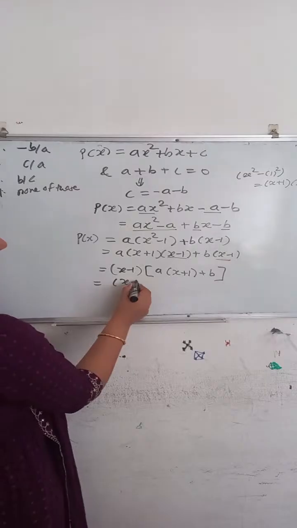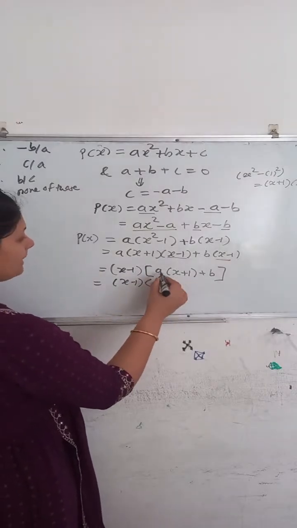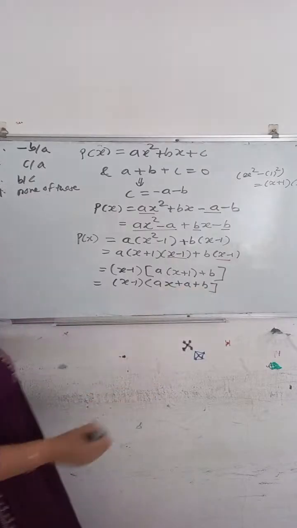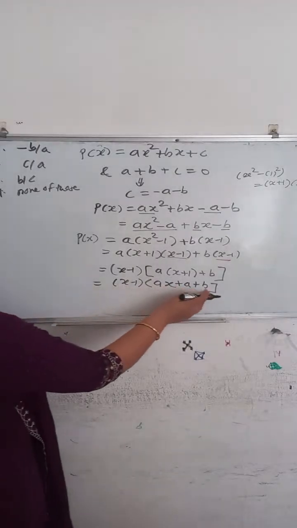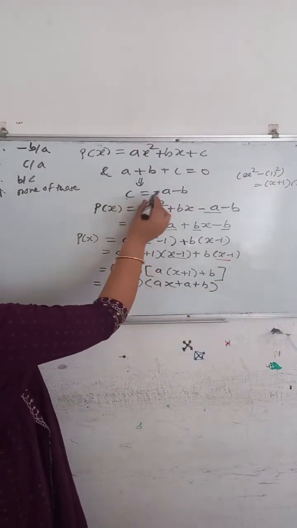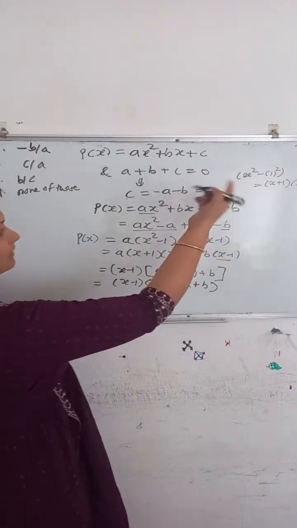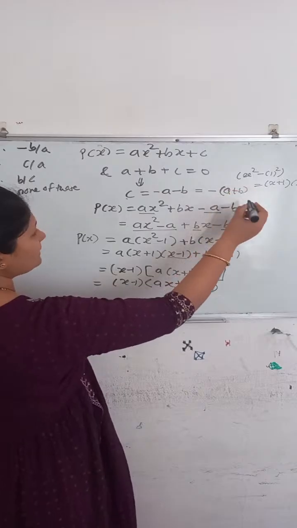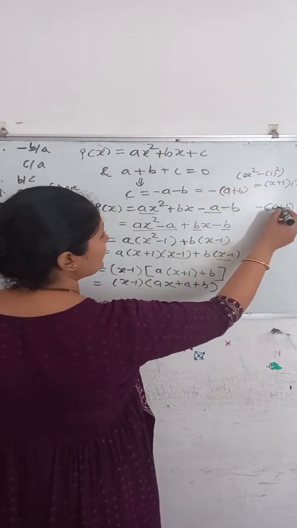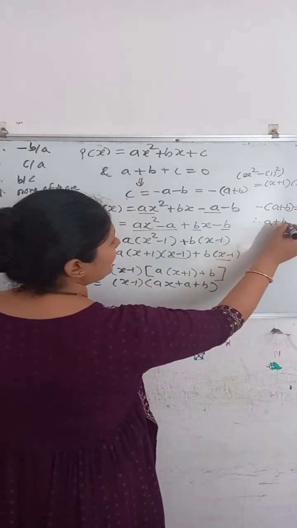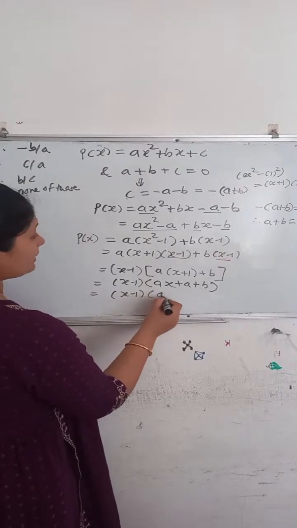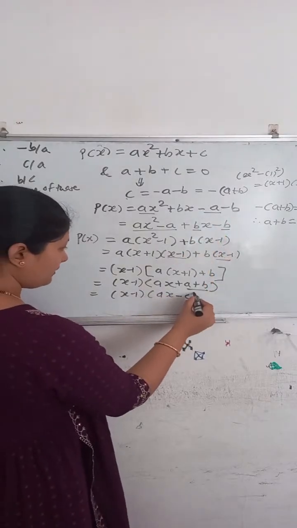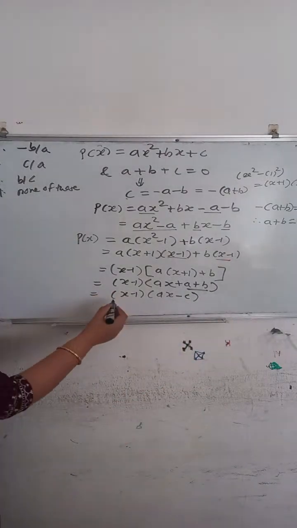Now here I will write x minus 1, and multiply a inside the bracket, ax plus a plus b. Okay, so we can write this, and then what substitution can you make now? This is a plus b. Already c is equal to minus a minus b. If I take the minus sign out as common, then this will become a plus b. So a plus b is equal to minus c. So you can substitute here x minus 1, ax, and instead of a plus b you can put minus c. Now you can equate this to 0.